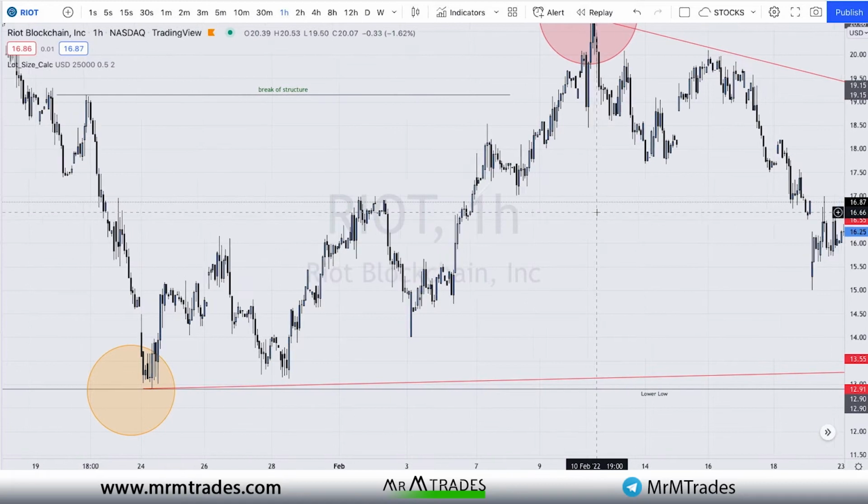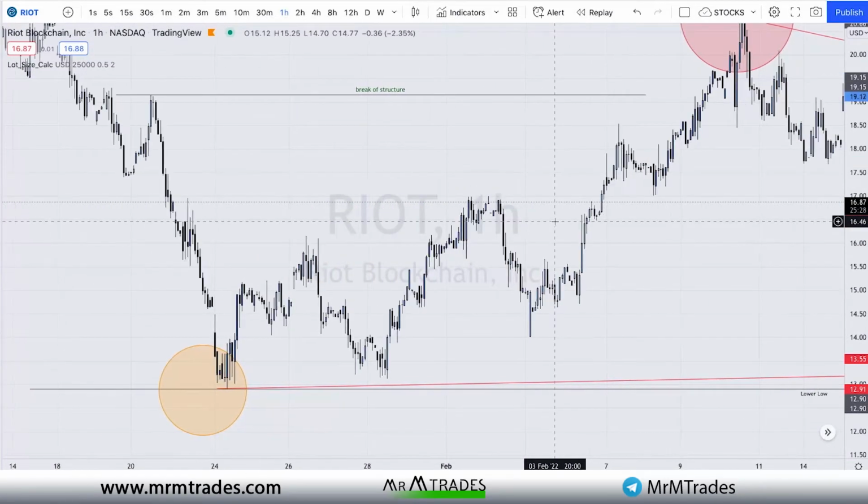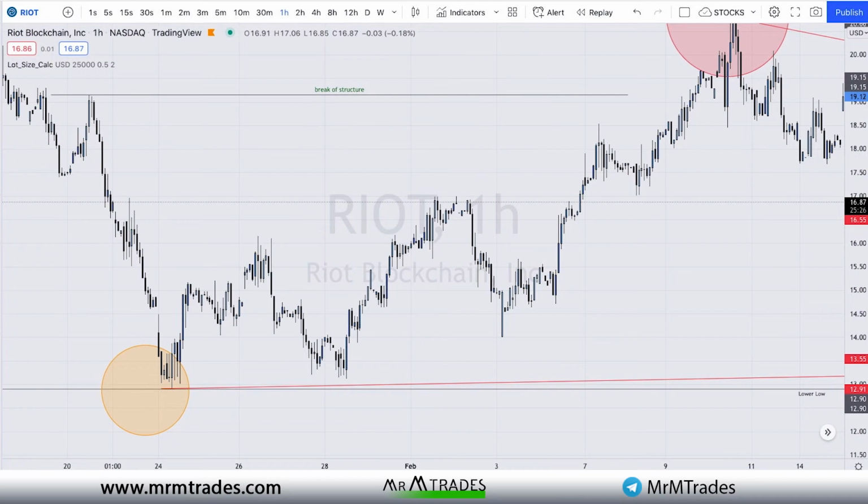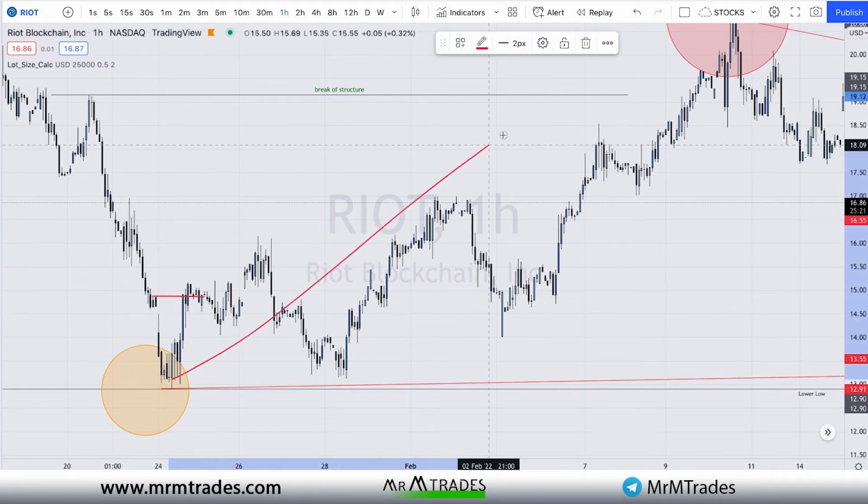So let's try it with our chart here. We are looking for an impulsive move that has broken some structure along the way. Let's look at this whole move right here.